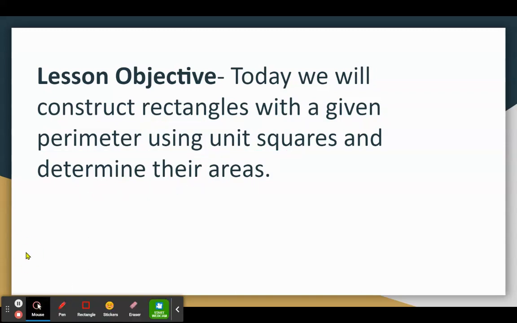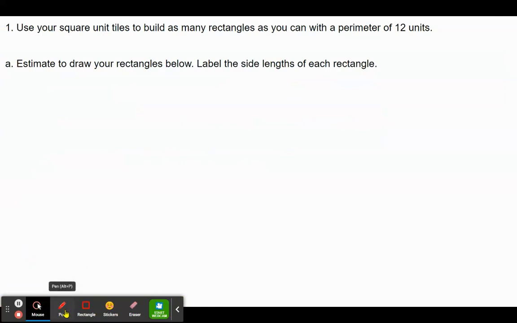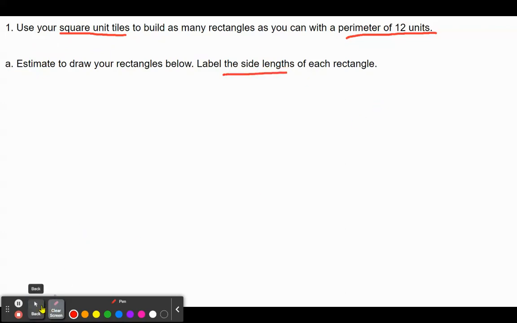All right, let's go ahead and take a look at what we need to do today. So we're going to use square unit tiles to build as many rectangles as we can with a perimeter of 12 units. So we're going to make sure we label the side lengths of each rectangle. Okay, so we want to make sure it has a perimeter of 12 units. So remember, that is going to be the outside boundary of our rectangle.